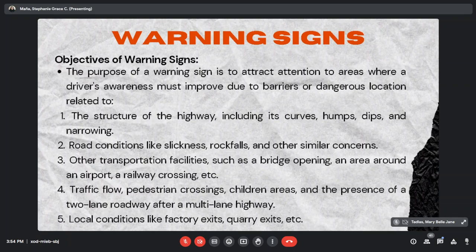So meron din kayo nakikitang warning signs if slippery ba yung road. Then third, other transportation facilities such as a bridge opening, an area around an airport or railway crossing, and etc. Fourth, traffic flow, pedestrian crossings, children areas, and the presence of a two-lane roadway after a multi-lane highway. Then fifth, local conditions like factory exits, car exit, etc.